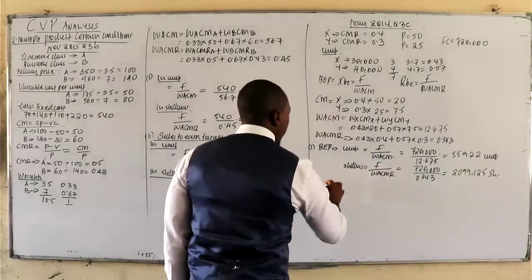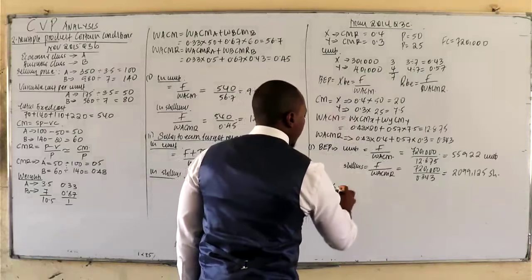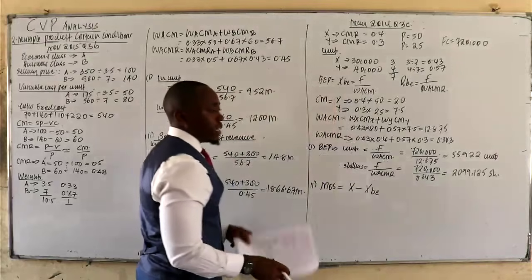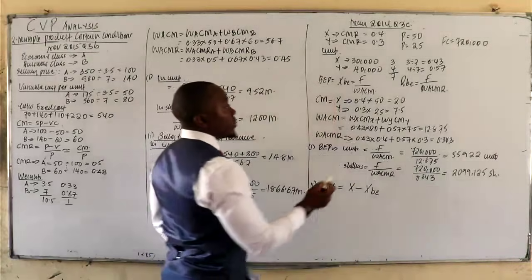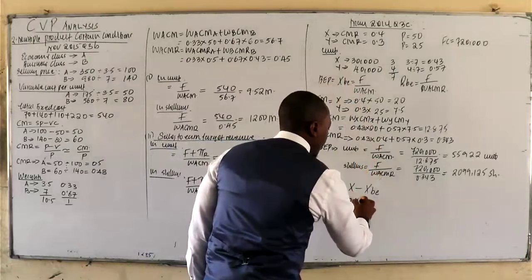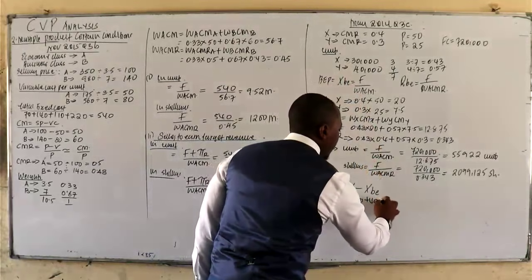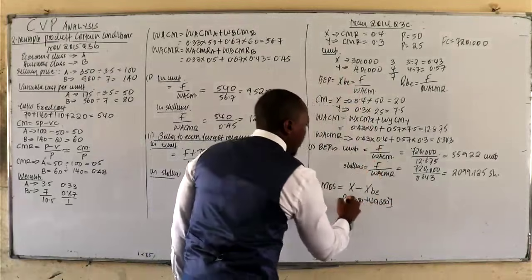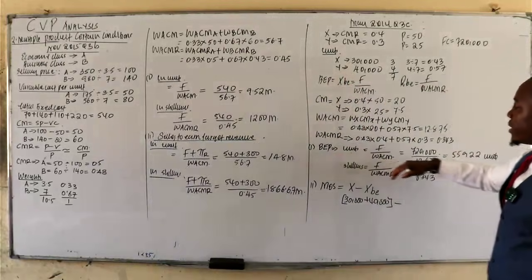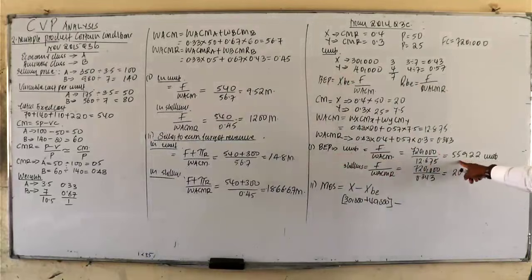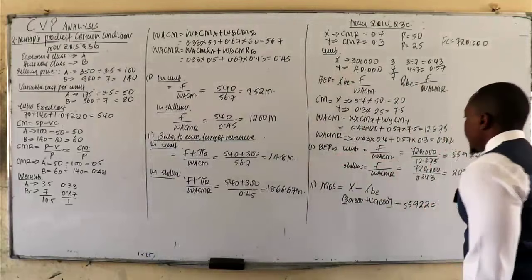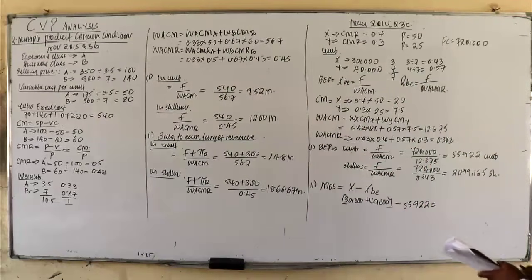Margin of safety. So the margin of safety in units, you take the number of units minus the number of units required to break even. So the total number of units we have is 30 plus 40, which is 70. That's the total units. But for us to break even, the break-even point in units, we must sell a total of 55,922. Anything above is the margin of safety.